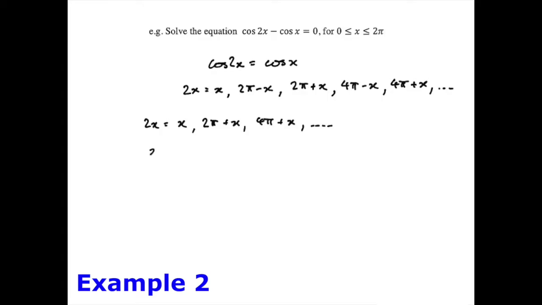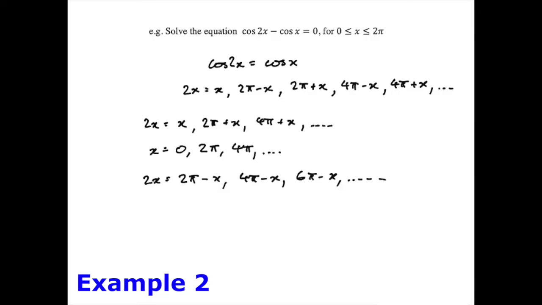And how would I solve this? I just would subtract x from both sides. So this one becomes 0, 2 pi, 4 pi, and so on. I'm already too big, so I don't need to keep going. My second group will be all the ones that have a minus x. So it's going to be 2 pi minus x, 4 pi minus x, 6 pi minus x, and so on.